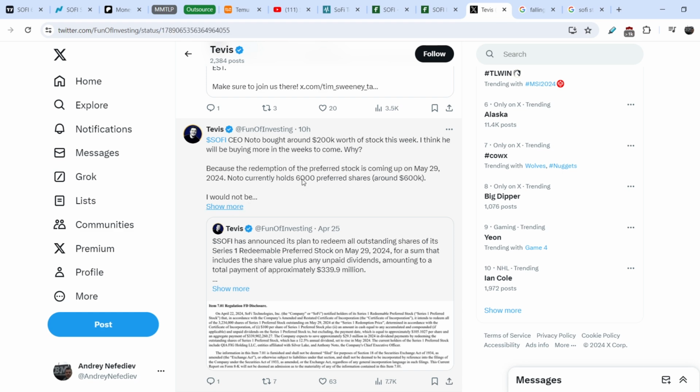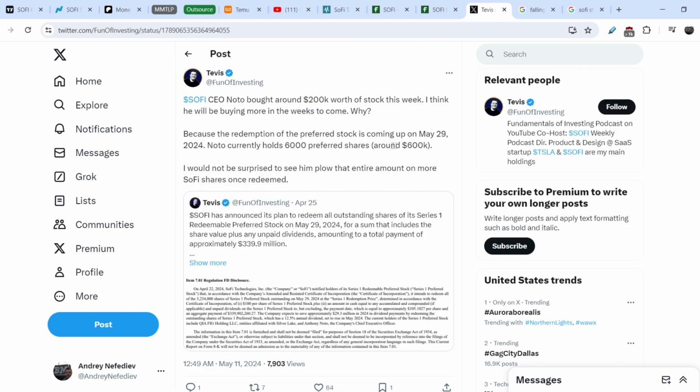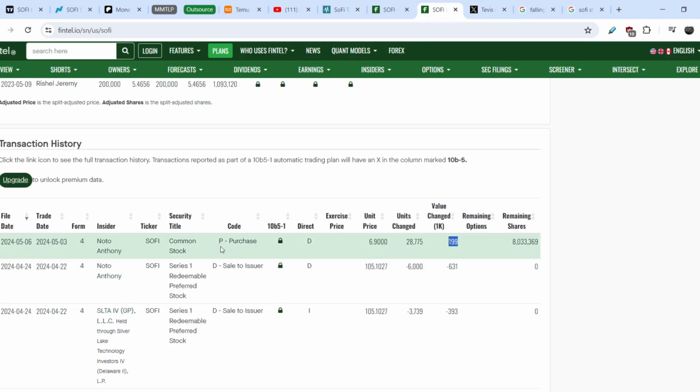Nota currently holds 6,000 preferred shares, around $600,000. I would not be surprised to see him plow that entire amount into more SOFI shares once redeemed. And I think this is quite a solid statement. For now we don't know whether he will buy additional shares of SOFI or not, but in general it is more than enough to see his recent purchases, and that is why I think SOFI is quite bullish.